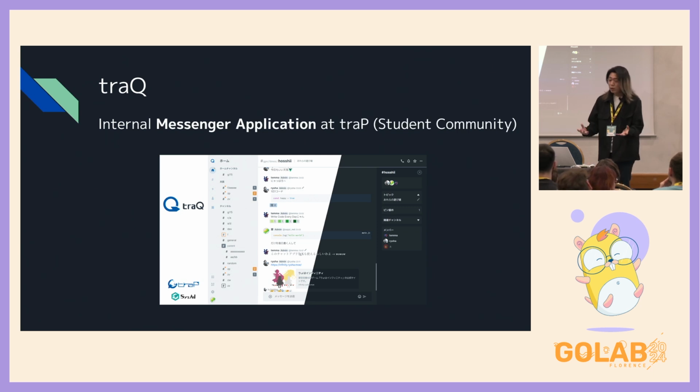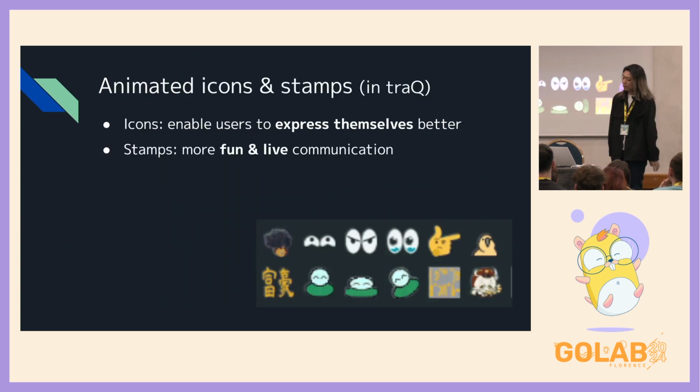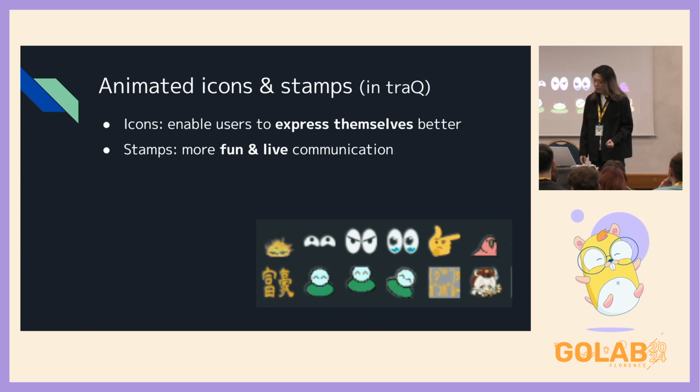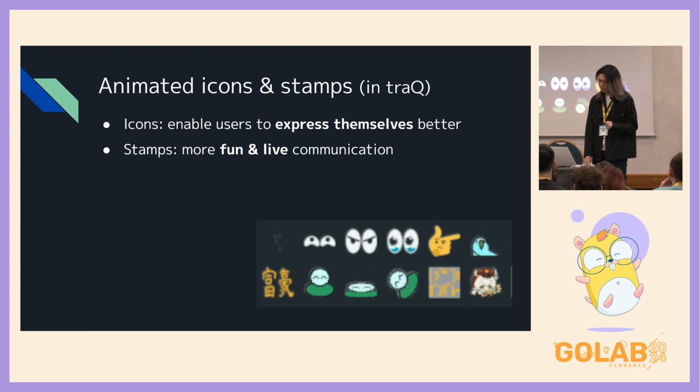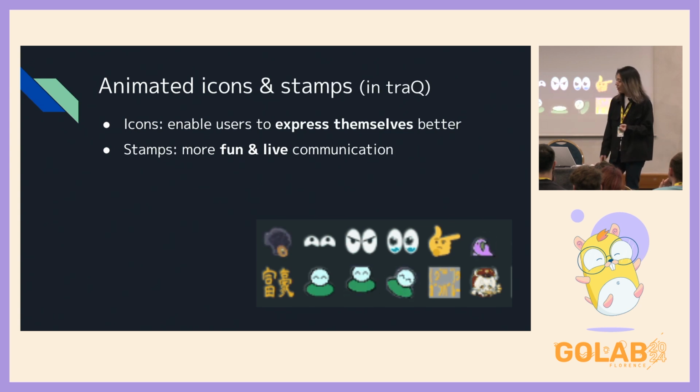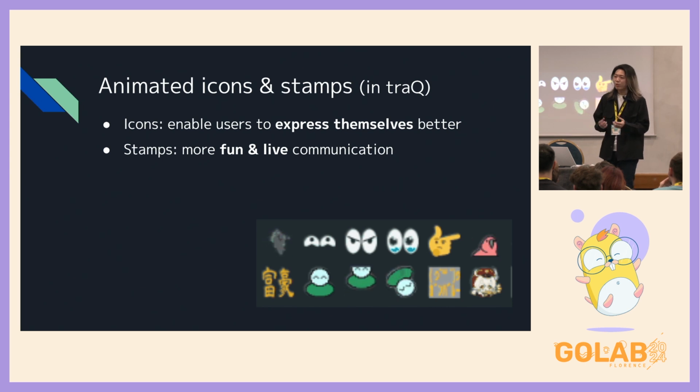Its most mind-blowing feature is hierarchical channels, like a channel tree, allowing us to categorize discussions more effectively. This structure helps us organize various topics and projects within a community. And in Traq, we have animated icons and stamps, like this. Icons allow users to express themselves more creatively and with more individuality. And stamps make communication more fun and lively, creating a more engaging experience for Traq users.